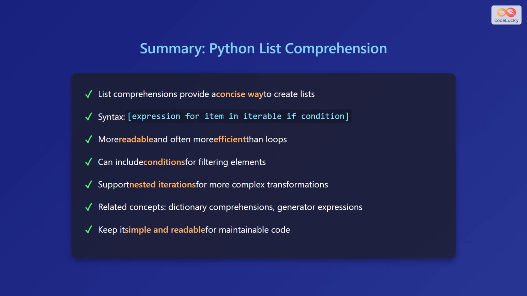In summary, list comprehensions provide a concise way to create lists in Python. The syntax is [expression for item in iterable if condition]. They are more readable and often more efficient than loops. You can include conditions for filtering elements, and they support nested iterations for more complex transformations. Remember related concepts like dictionary comprehensions and generator expressions. Always keep it simple and readable for maintainable code. This concludes our tutorial on Python list comprehension.